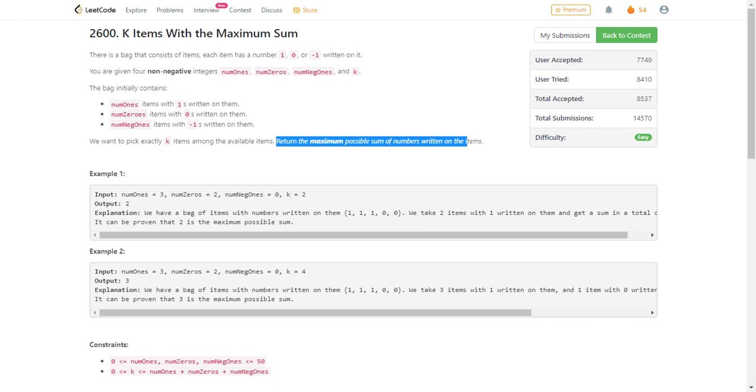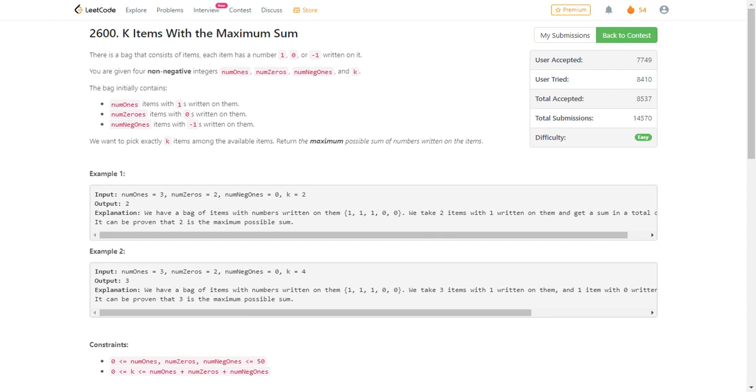You might be knowing by now that first we will try to satisfy k with numOnes. Okay, if we're not able to satisfy, we should look for numZeros. If k is even greater than the sum of numOnes and numZeros, we should try for numNegOnes. So first, what I will do, if my k is less than numOnes, then the answer is k itself. Okay, k into one, the answer is k itself. If my k is greater than numOnes, then the answer will be k plus something. What is that something? We'll see.